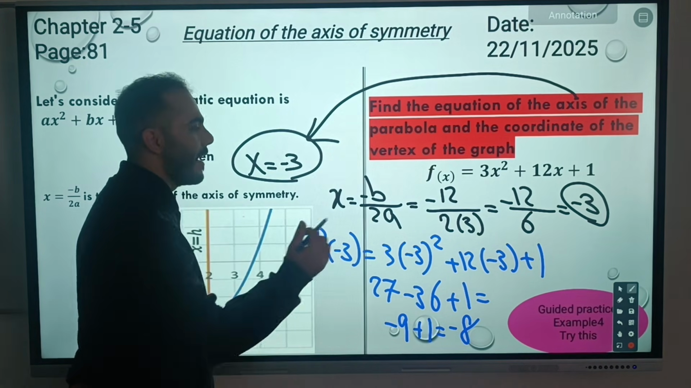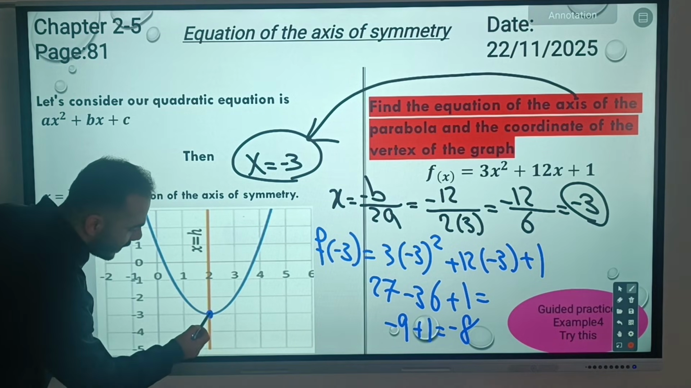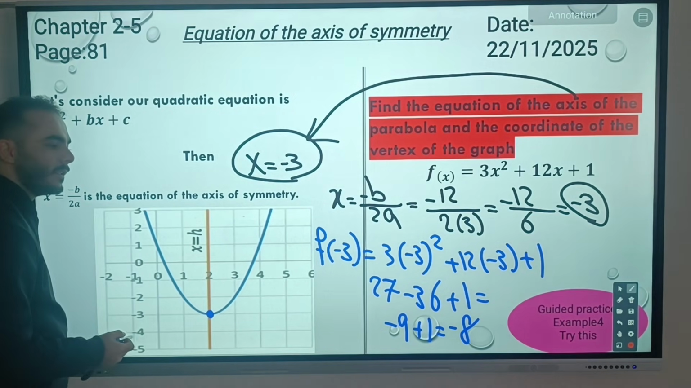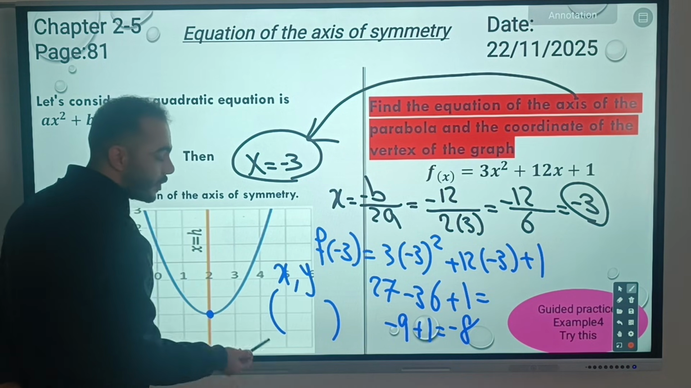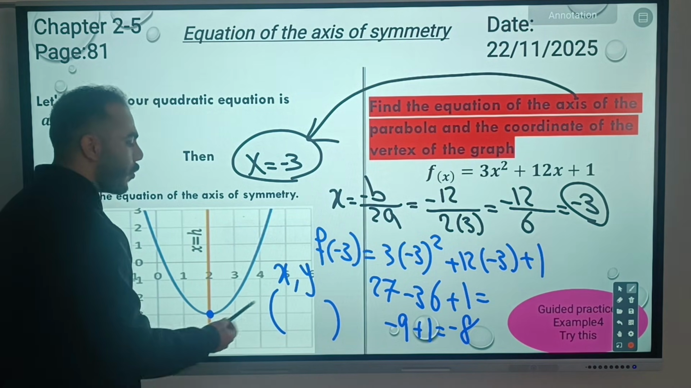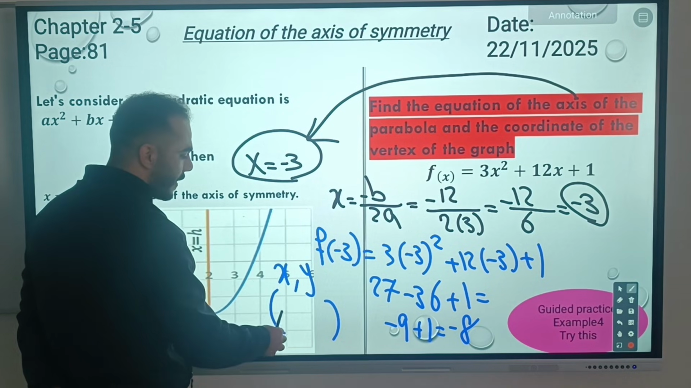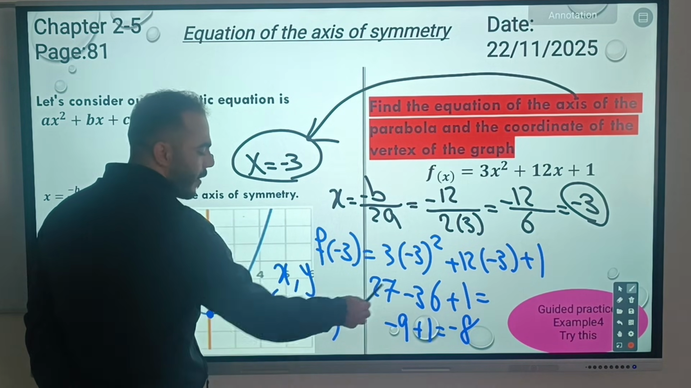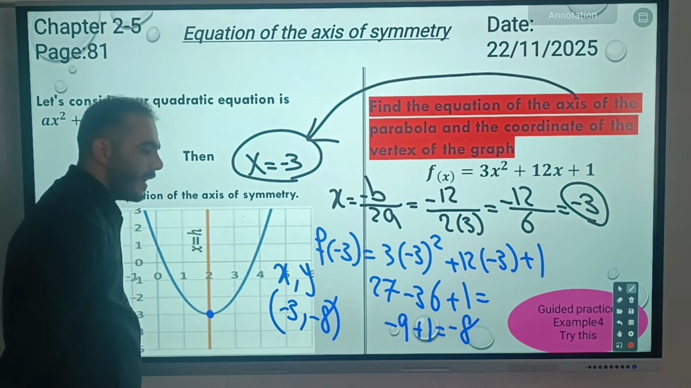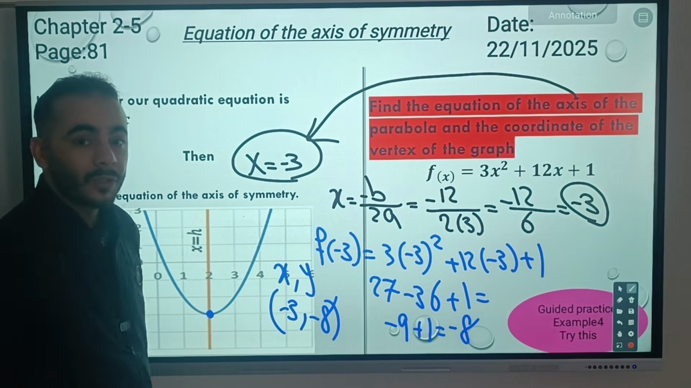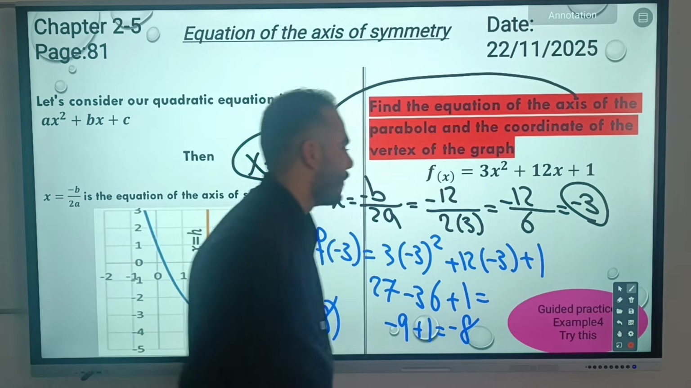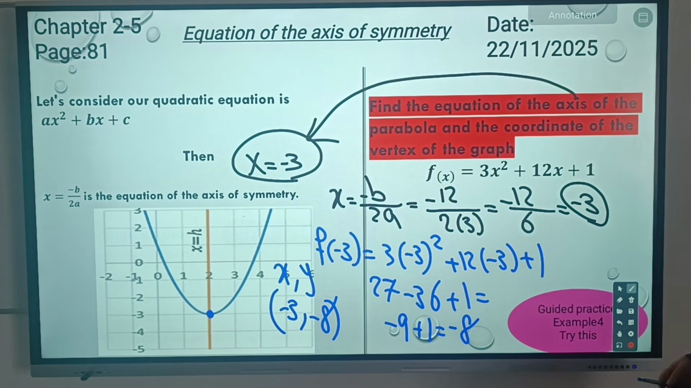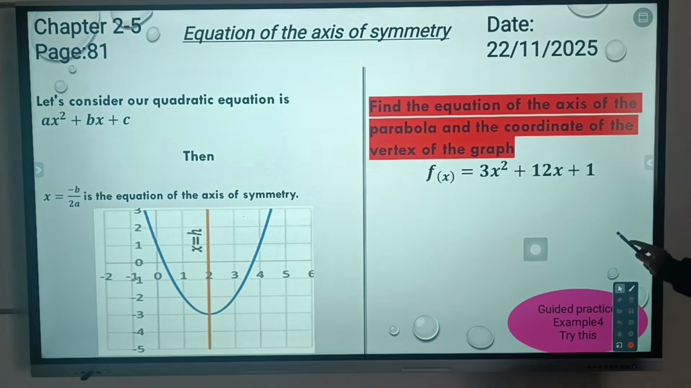So the vertex of our parabola, this is what we call the vertex, that point. The vertex is always in x and y form, which is coordinates, an ordered pair. Our x, we already got it, is negative 3. And our y is negative 8. This is how we find the axis of symmetry and vertex of our parabola. I hope that you understood this one. You can just take a picture and note it down in your notebook.